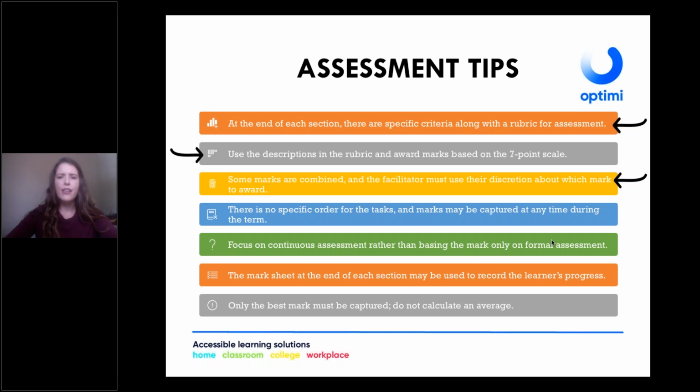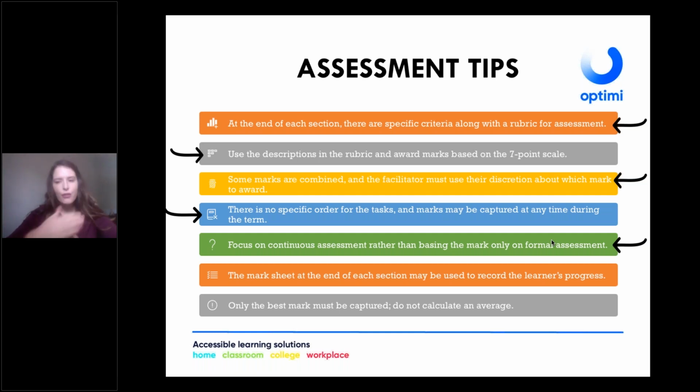Some of the marks can be combined, and the facilitator must use their own discretion about which mark to award. There's no specific order in which tasks and tests may take place. It can be captured during the term at any time. Focus on continuous assessment rather than basing the mark only on formal assessment. And with continuous assessment, that means assess your child throughout the term.